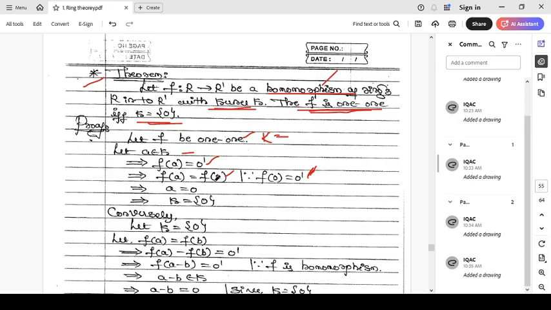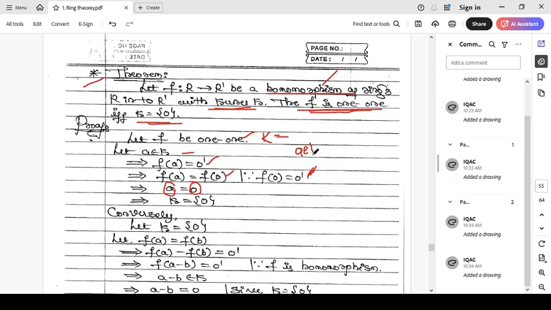So f(a) = f(0), and f(0) = 0'. I can put, so this implies f(a) = f(0). It means what? The element a = 0, right? So f(a) is 0' and f(0) is 0'. So that is what a belongs to K.